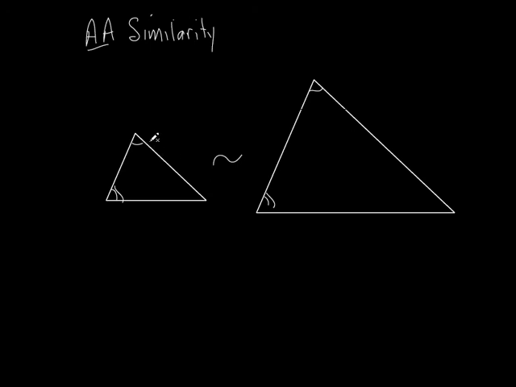I don't even have to show that the sides are proportional to each other. All I have to show is that this angle and this angle equals this one and this one. And then they're similar. Now, since we know they're similar, what must be true then about the sides? The sides must be what? Give me the word that we've been using. Proportional, that's right.